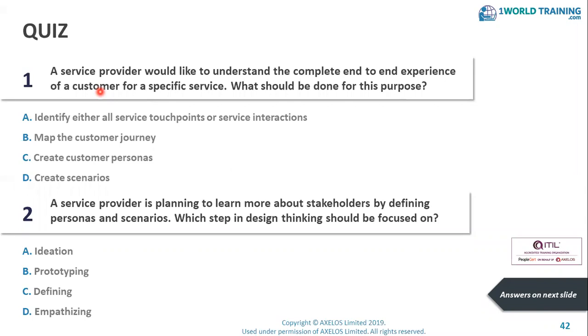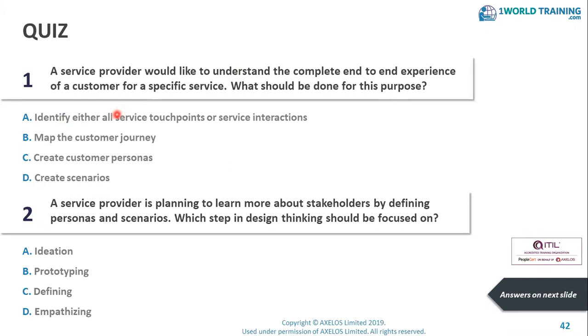before concluding this section. Number 1, a service provider would like to understand the complete end-to-end experience of a customer for a specific service. What should be done for this purpose? The question is about the complete end-to-end experience. A, identify either all service touch points or service interactions. B, map the customer journey. C, create customer personas. D, create scenarios.